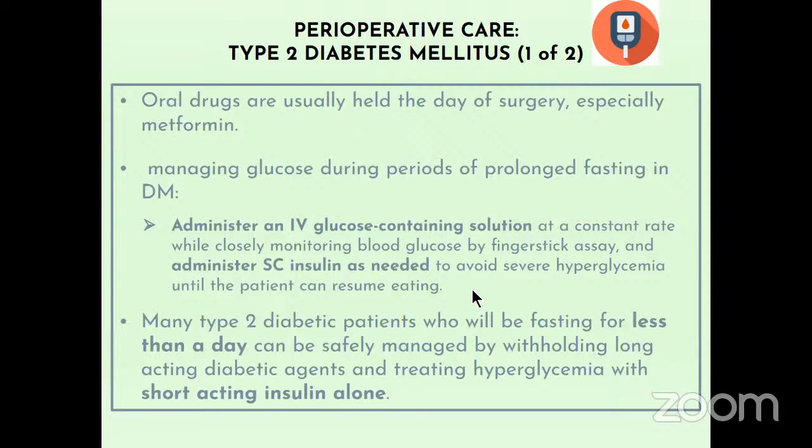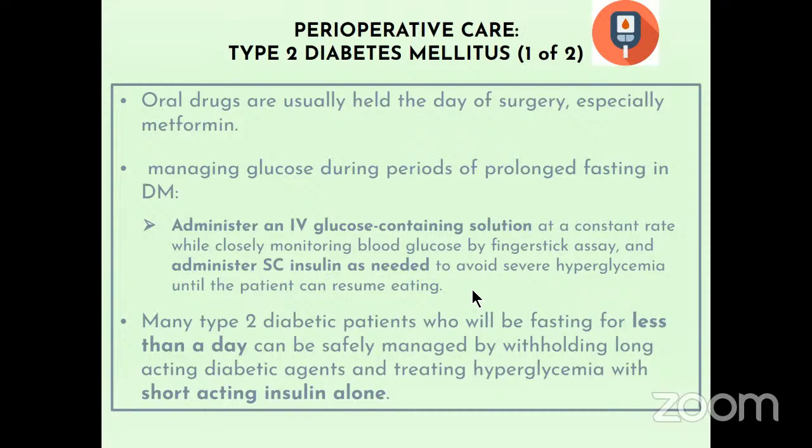Okay, management of diabetes perioperatively. First, oral drugs are usually held. We have to hold all oral medications, especially metformin, because theoretically it increases the risk of metabolic acidosis. Regarding glucose management during periods of prolonged fasting, we have to give intravenous glucose-containing solution at a constant rate. At the same time, we have to administer subcutaneous insulin as needed to avoid severe hyperglycemia until the patient resumes eating.